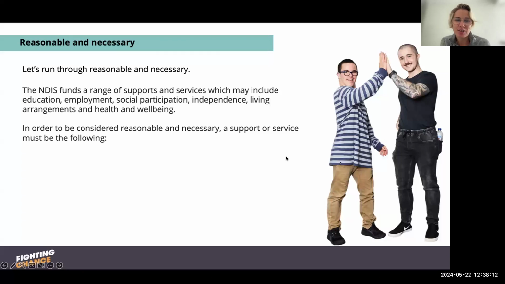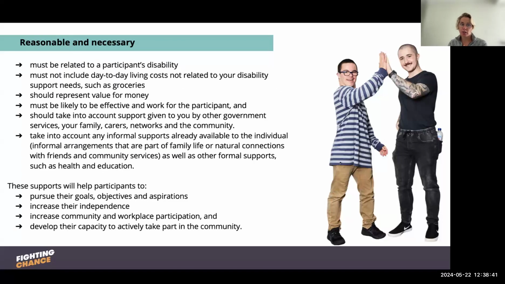I've been talking about it, but we'll go through each of the reasonable and necessary points because I've brought it up so many times. Just to summarize, the NDIS funds a range of supports and services, which can include education, employment, social participation, independence, living arrangements, and health and wellbeing supports. But in order for it to be considered reasonable and necessary, a support or service must be the following. It must be related to the participant's disability that they've met access for, like I just explained.